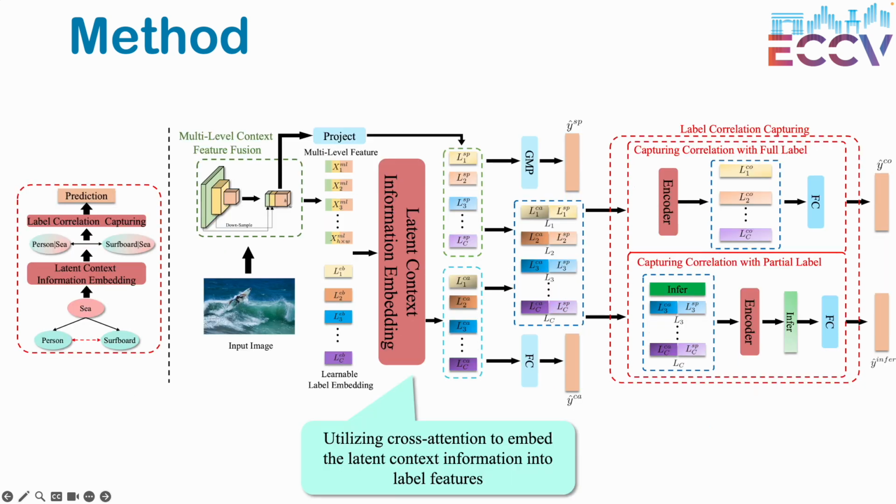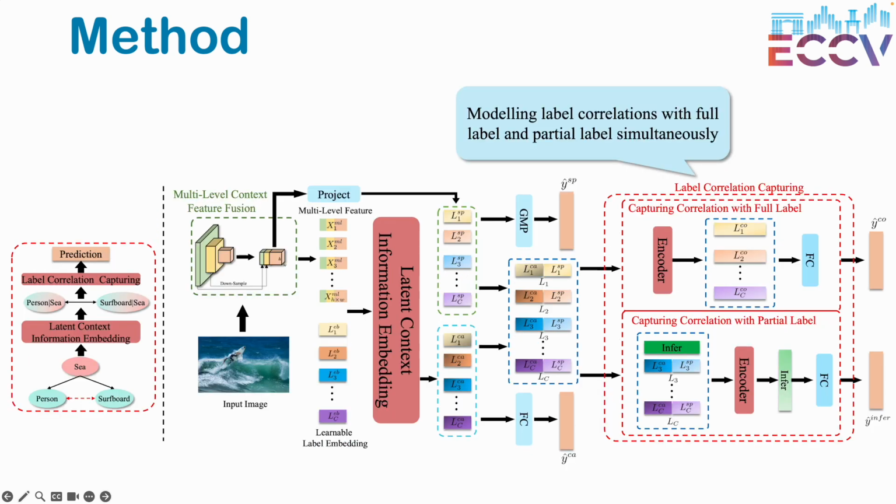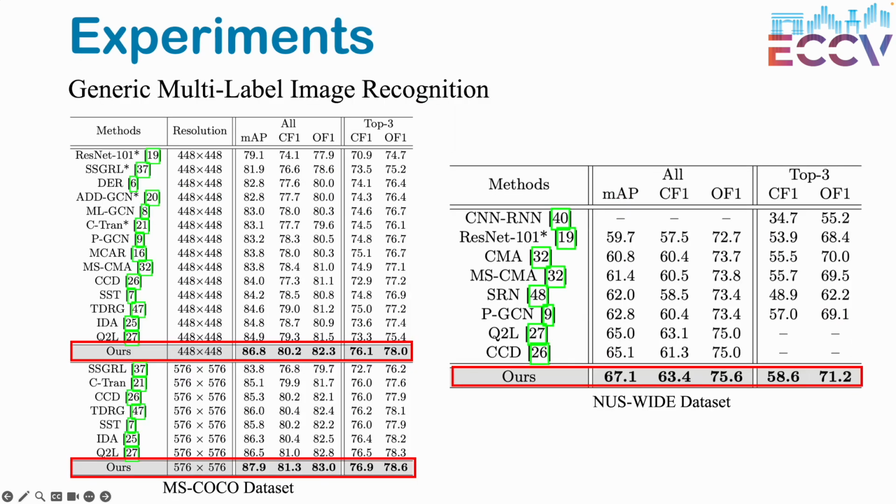Then, we design a latent context information embedding module based on the multi-head cross-attention mechanism. It can embed the latent context information into label features to bring the potential for directly modeling label correlations from an input image. Finally, the label correlation capturing module is designed to capture the direct label correlation in full label and partial label manners. For full label, we utilize the self-attention mechanism to capture the label correlations. For partial label, we use inference tokens to randomly replace one of the label features, and use inference tokens to predict the replaced categories.